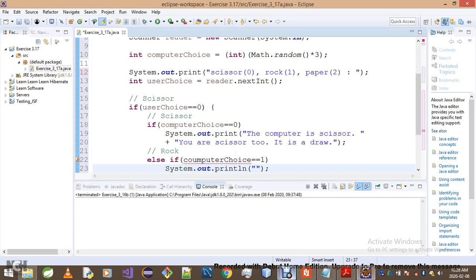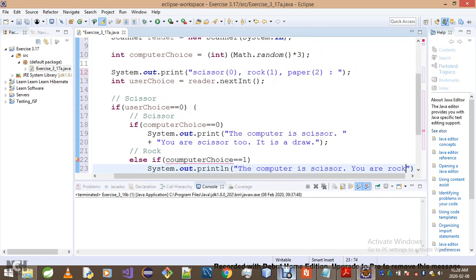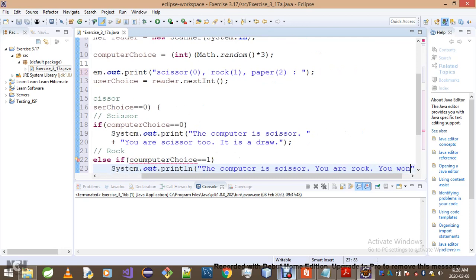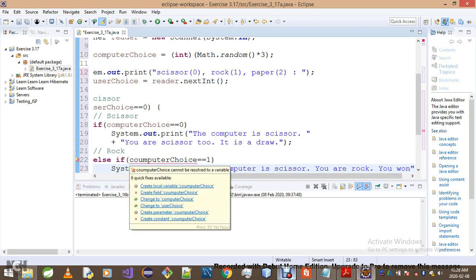What we simply say is the computer is Caesar. The computer is Caesar. You are Rock. You won, basically. Right? Okay, perhaps I don't need that period. Computer choice.